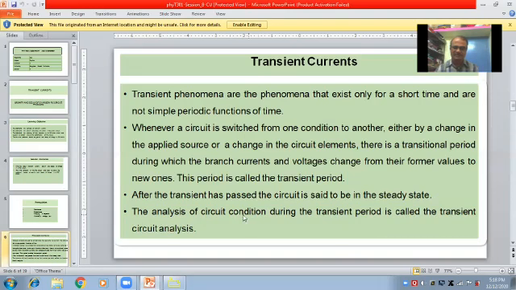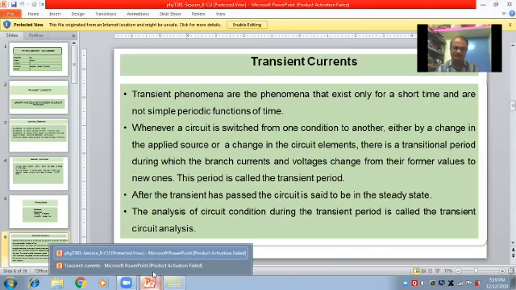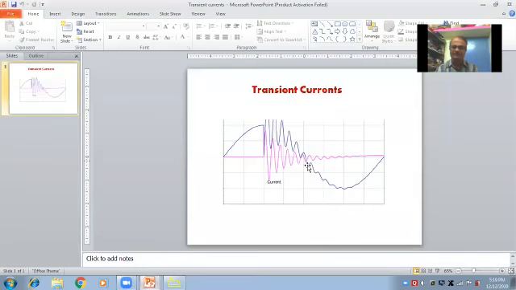The analysis of circuit condition during the transient period is called the transient circuit analysis. So here I told that transients last for a short time and are not simple periodic functions of time, meaning the transient currents are not simple periodic functions of time. This I am showing with the help of this diagram.